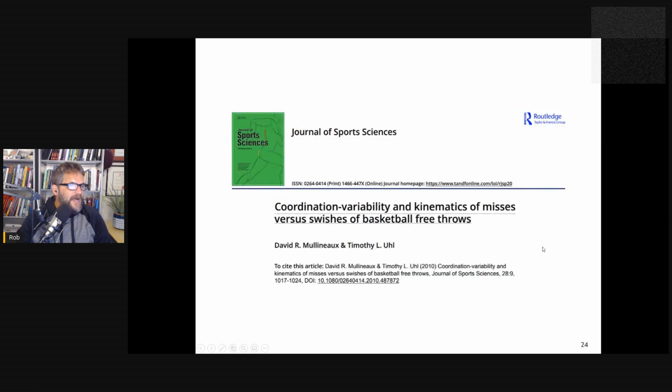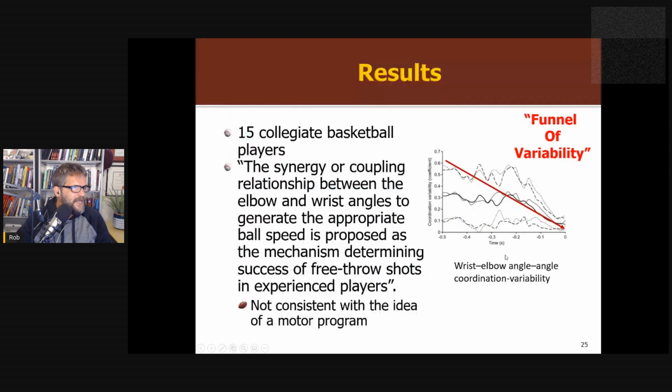Here's another study by Malloy and Ull in 2010, in the Journal of Sports Sciences. They did movement tracking kinematics for different shots, when people missed and when they hit free throws. What they found, another thing that we would expect to see in the traditional approach, if the key to a free throw is a repeatable technique, right?